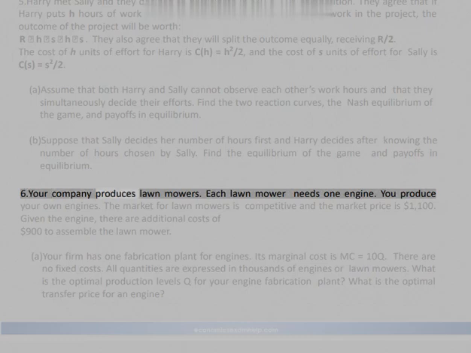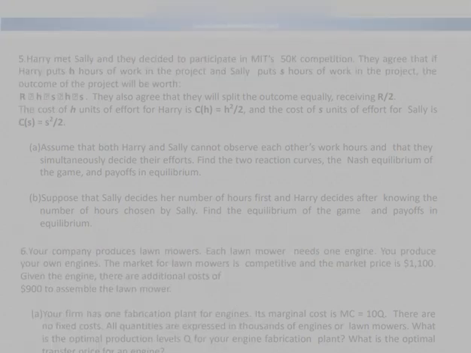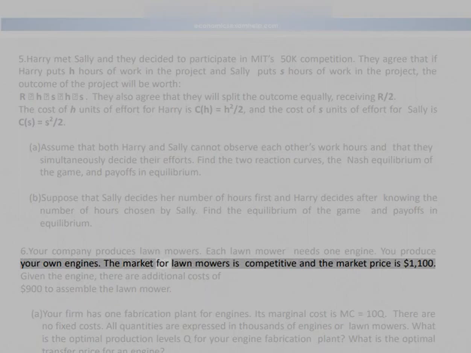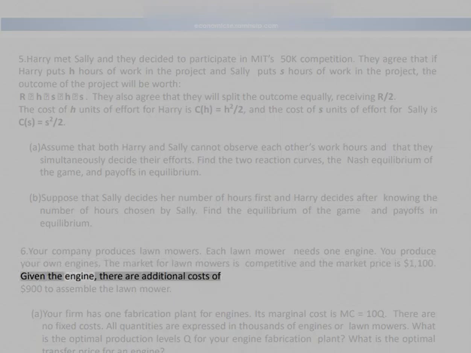6. Your company produces lawn mowers. Each lawn mower needs one engine. You produce your own engines. The market for lawn mowers is competitive and the market price is $1,100. Given the engine, there are additional costs of $900 to assemble the lawnmower.